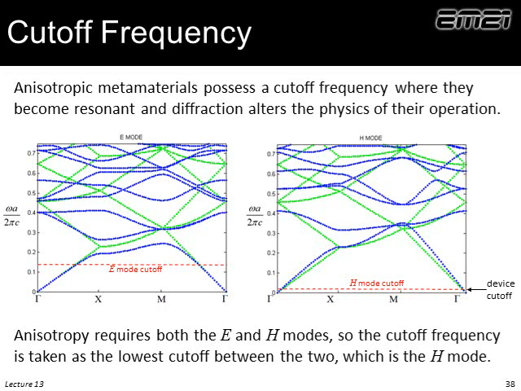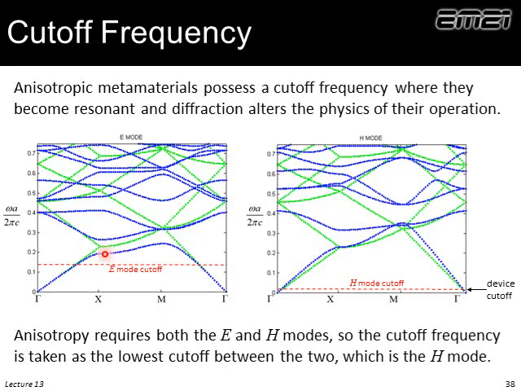Let's think more about this cutoff frequency. I mentioned with these non-resonant type of metamaterials, the lattice spacing can be a millionth of a wavelength. It can be very, very small. So they work from DC all the way up to a cutoff. What is that cutoff?